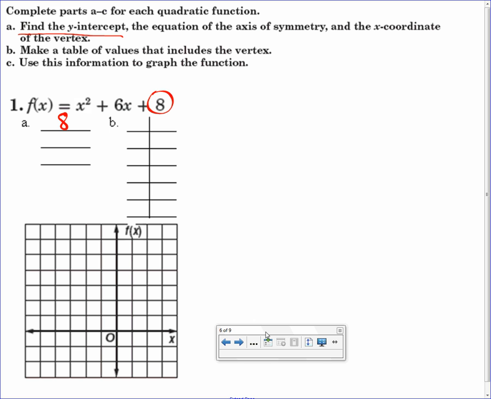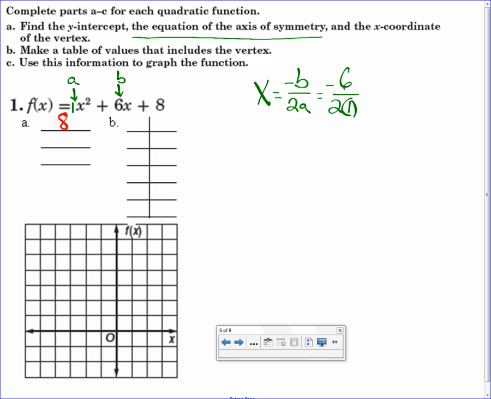Okay, next we want to find the equation of the axis of symmetry. Remember, your equation is x equals negative b over 2a. Now, when I'm looking at this equation, b is 6, and a is the number in front of x squared. In this case, that number is going to be a 1 because you can't see it, it's a 1. So let's plug these numbers into the equation. Negative b, which is 6, over 2 times a, which is 1, which gets us negative 6 over 2, which is negative 3. So our equation for the axis of symmetry is x equals negative 3.